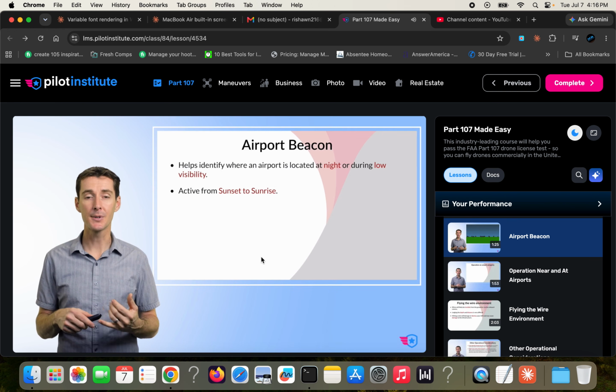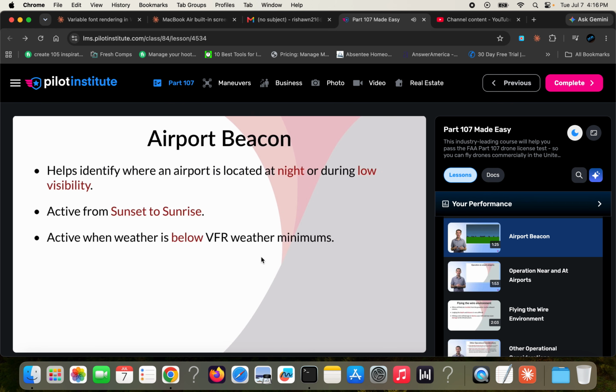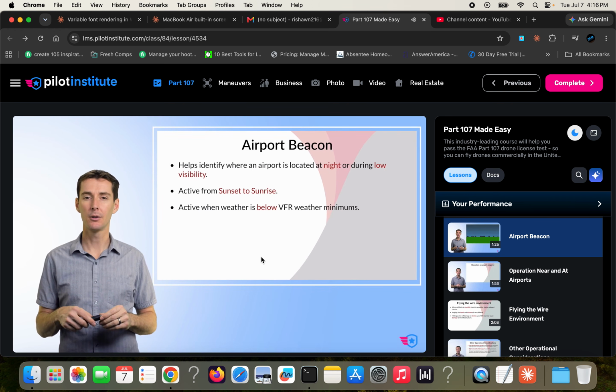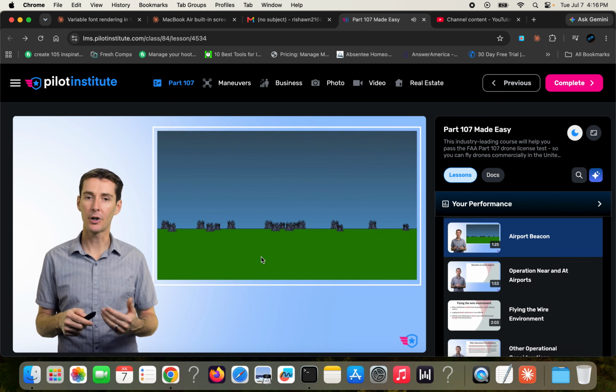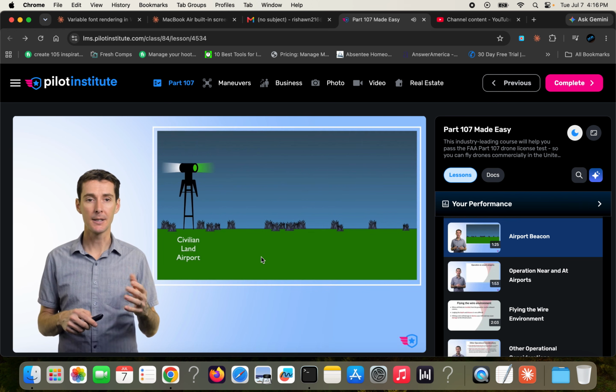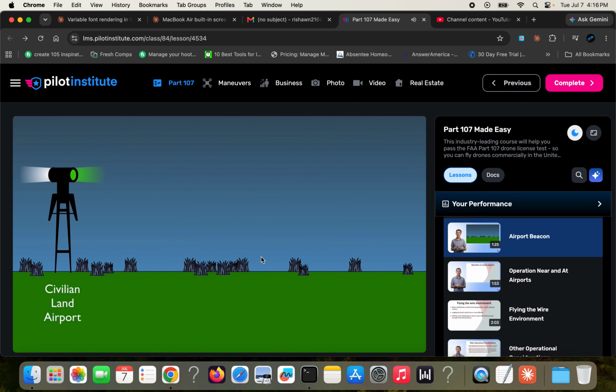It's going to be active from sunset to sunrise, or if the conditions are below what we call VFR, Visual Flight Rules minimums. We're going to talk about VFR in a little bit. Just think about VFR as good weather conditions to go fly. So if the conditions are below VFR, then we're going to see these lights. And these lights are kind of like a rotating beacon, just like a lighthouse.